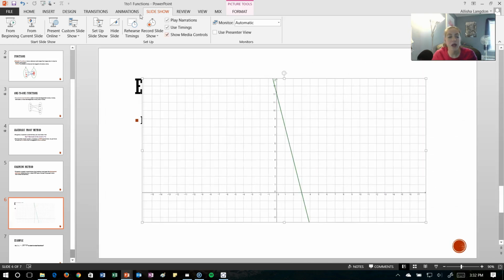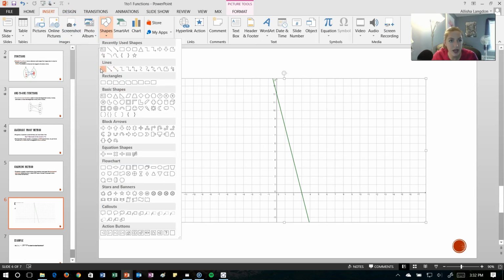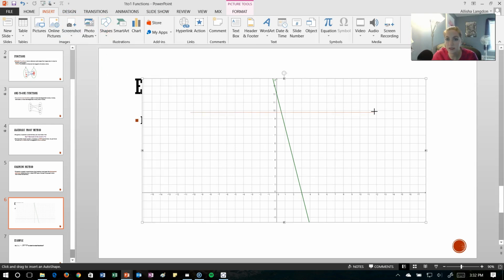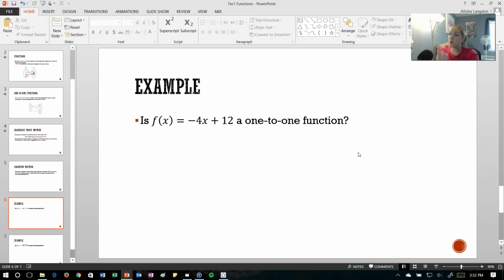So it's a straight line. If you were to draw a straight line, it doesn't matter, it just has to be horizontal. Notice that no matter where I drag this, it only crosses the line once. This means that it has passed the horizontal line test, so it is in fact 1-to-1. So that's one way to prove that this is a 1-to-1 function.